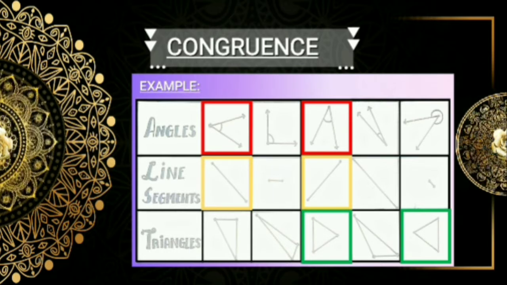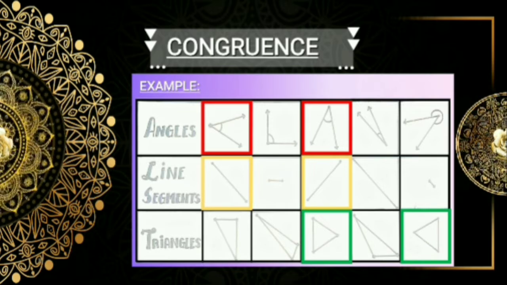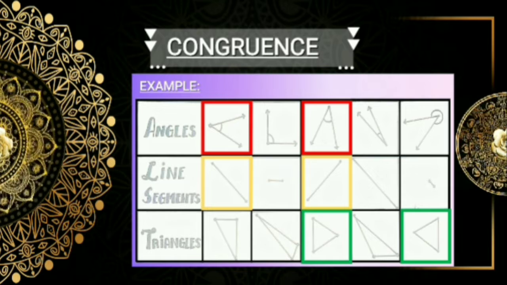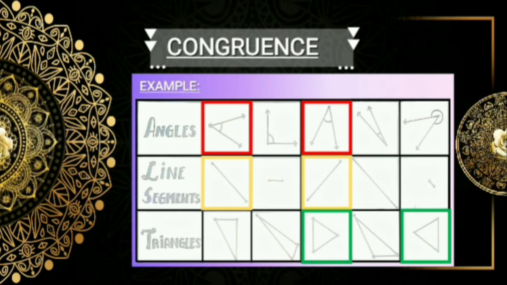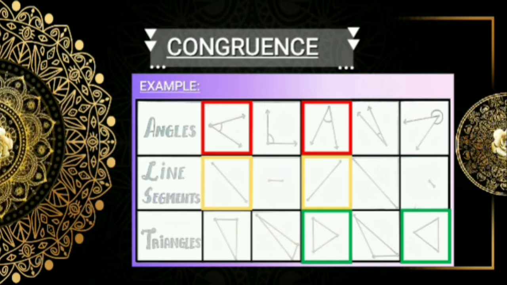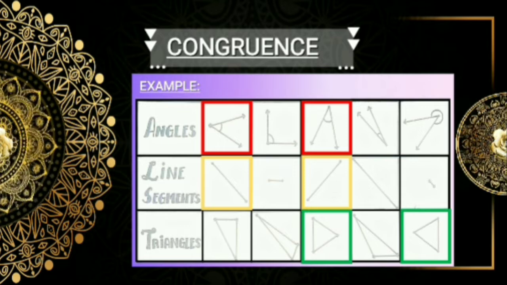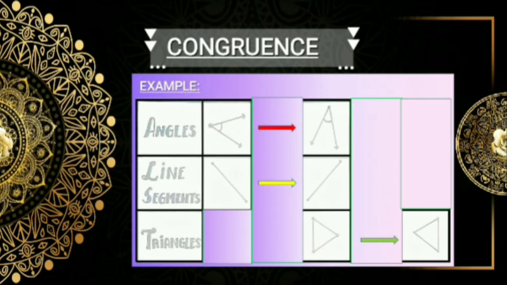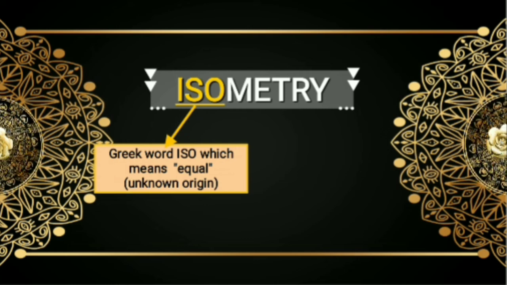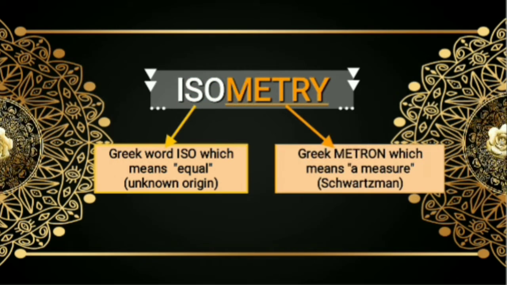On the first one, the angles, notice that the second figure is a rotation of the first figure. On the line segments, the second figure is the reflection of the first figure, and on the triangles, the two figures are the reflection of each other. These changes in position are what made them different, and this is called isometry. The word isometry comes from the Greek word iso, which means equal, and the Greek word metron, which means a measure, meter.